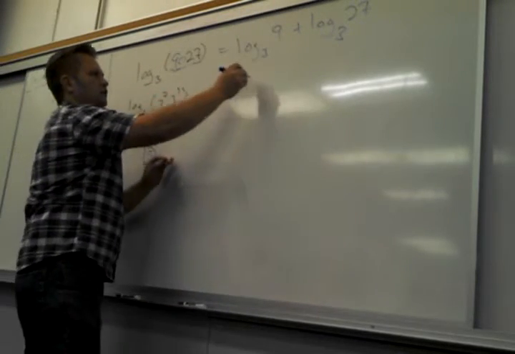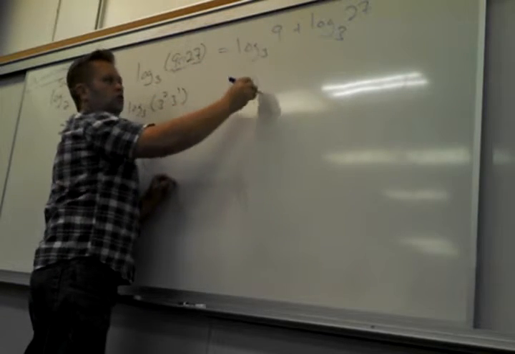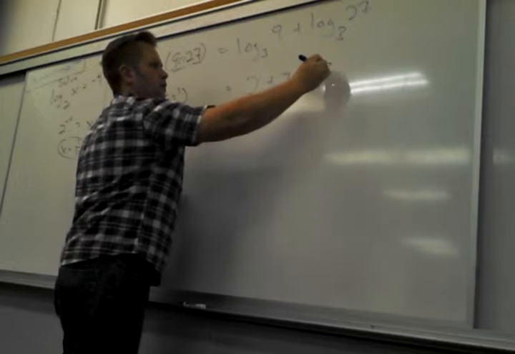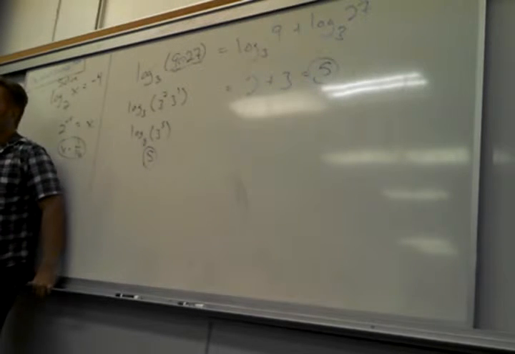What is log base 3 of 9? 2, because 3 squared is 9. Log base 3 of 27? 3. So 5, the same answer we got there. Actually a little quicker.